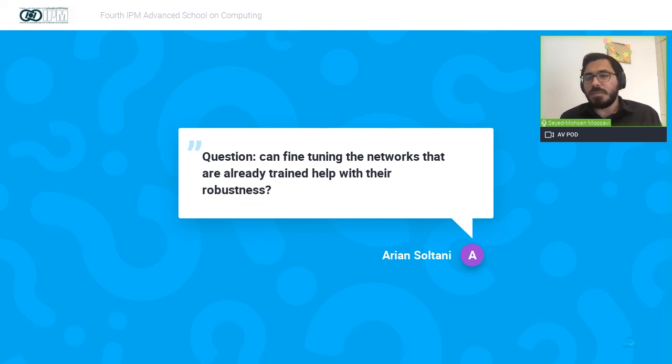Can you be more specific? What do you mean, like fine-tuning an already trained model? Fine-tuning for what? Fine-tuning with what, essentially? Do you mean fine-tuning with new data? Do you mean fine-tuning with adversarial examples? Fine-tuning is quite general, but fine-tuning on what?